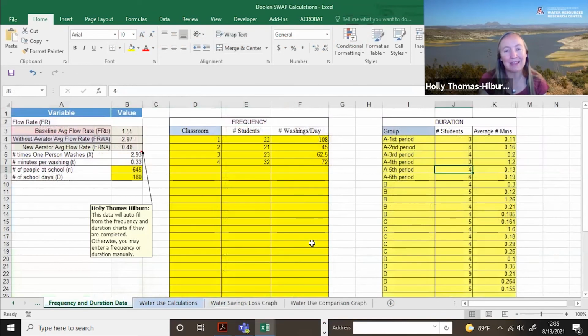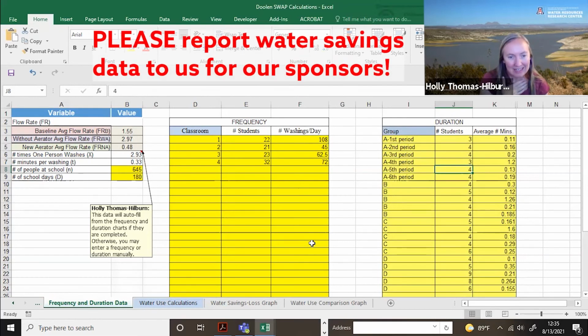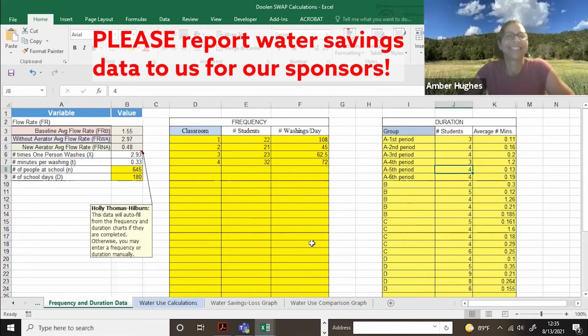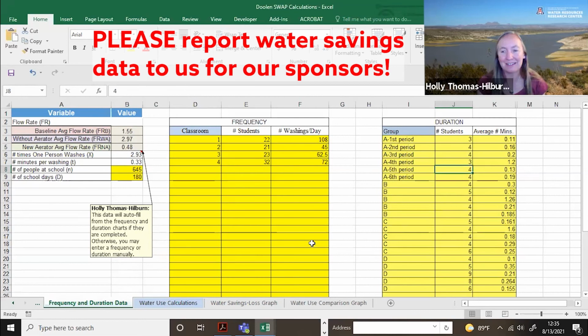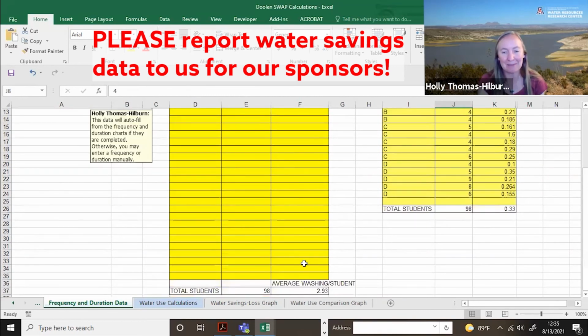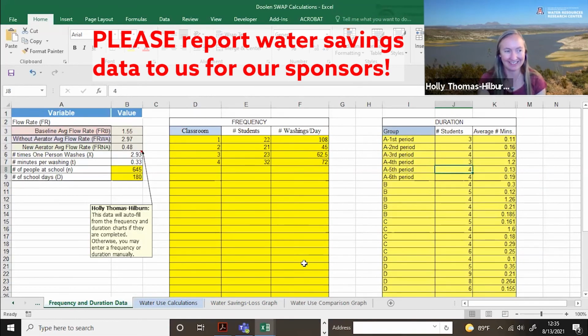And the really important thing is once you've completed this, that you get it back to us so we can record that water savings and share it with the world and with the Arizona Department of Water Resources. Our sponsor, who we really want to continue to sponsor us. So we want to keep telling them that we're saving water.